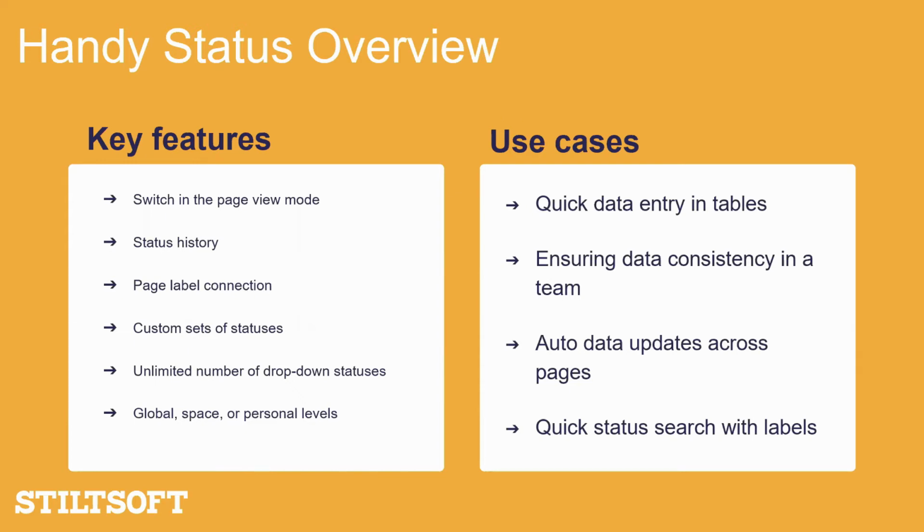Then you can automatically update your data on different Confluence pages with handy status combination with Confluence native macros like page properties or excerpt include, and so on. And surely boosted search with the help of labels.